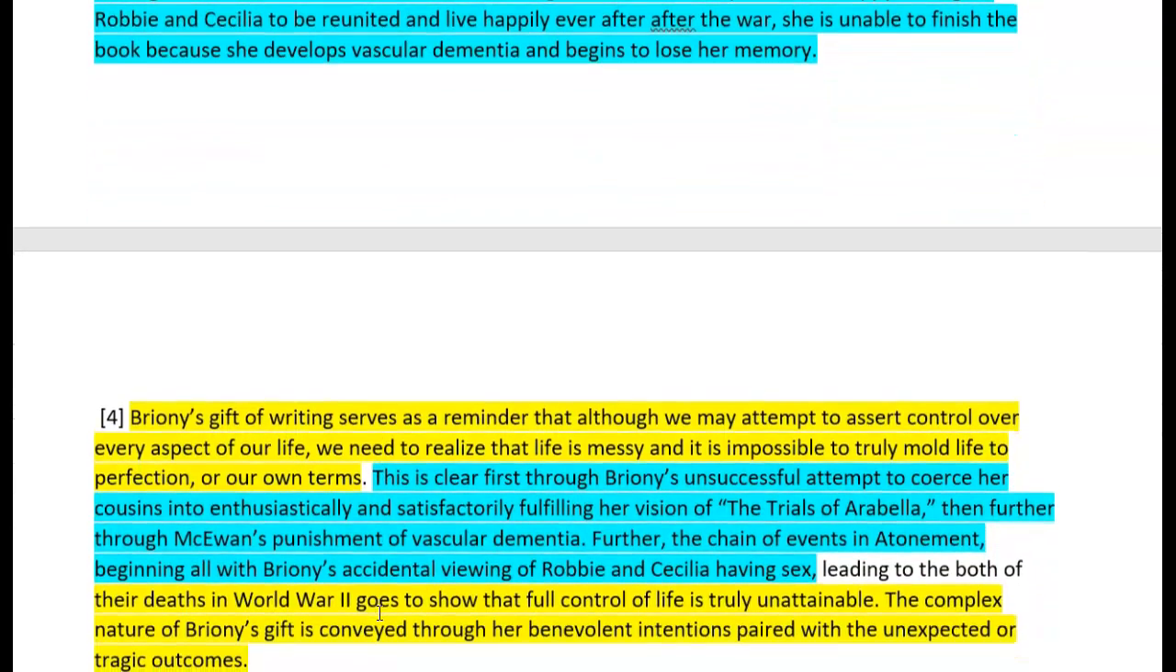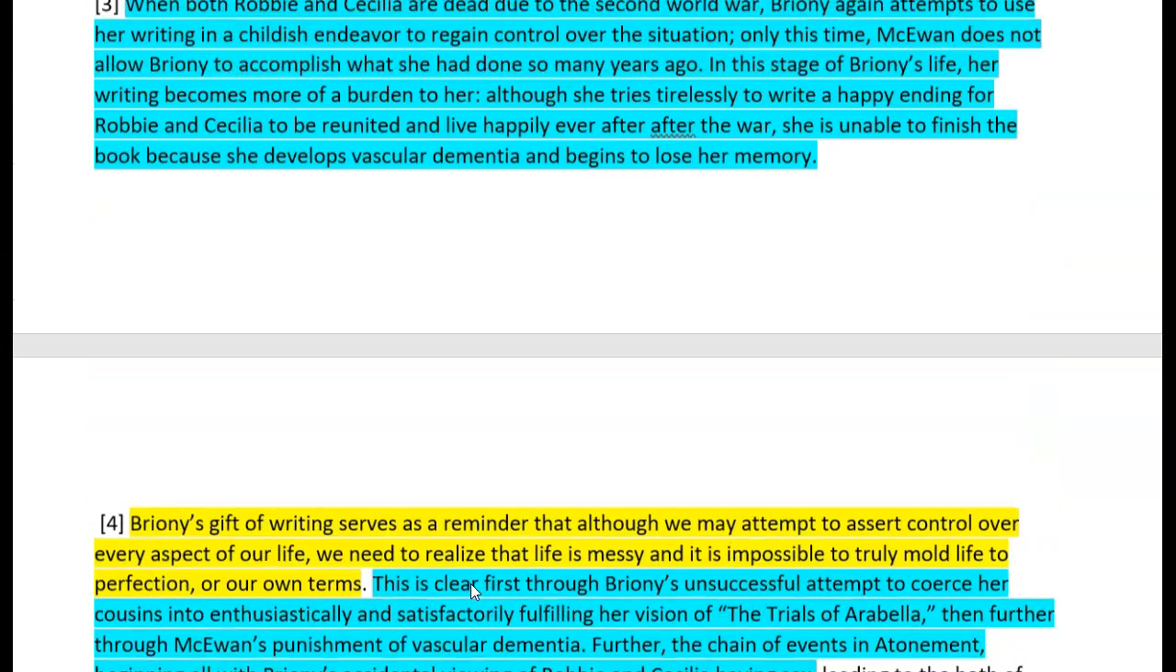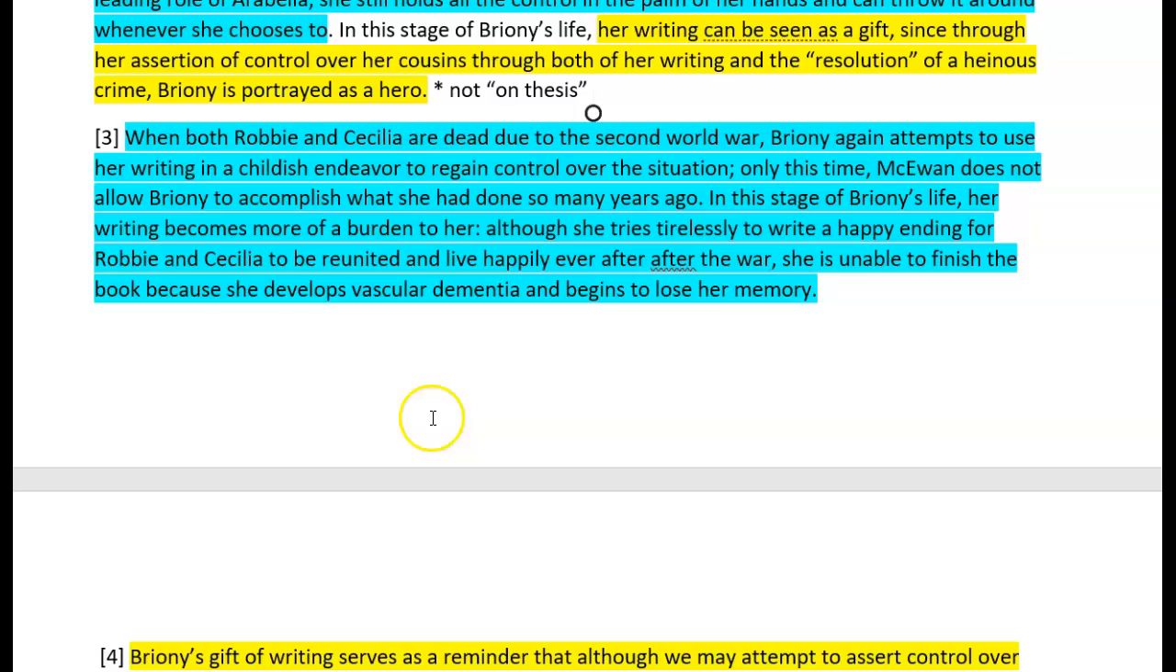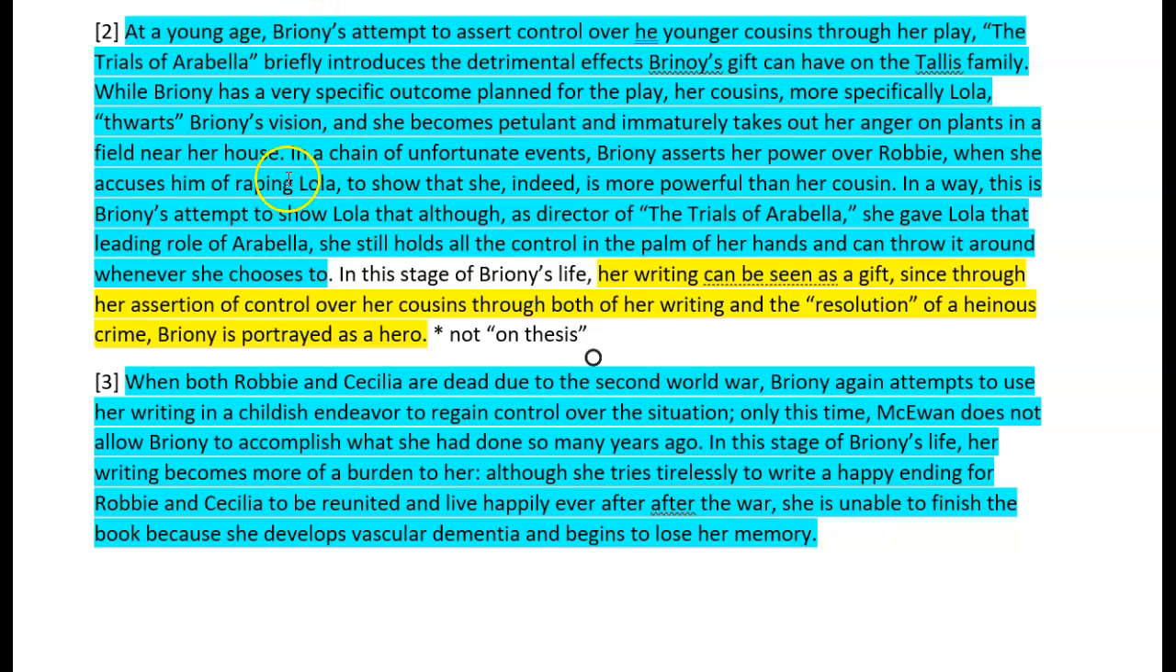And particularly what I'd like to focus on is that concluding statement here. "We cannot assert our control unnecessarily because the results might not be as we expect." That's what she was trying to prove right here. "Both Robbie and Celia are dead due to the Second World War." That relates up here to why Bryony has a specific outcome plan for the play. "Her cousins, more specifically Lola, thwarts Bryony's vision and she becomes petulant and immaturely takes out her anger on plants. In this unfortunate chain of events, Bryony asserts her power over Robbie when she accuses him of raping Lola." Okay, this doesn't make sense the way the kid did it. The pacing is just too fast.